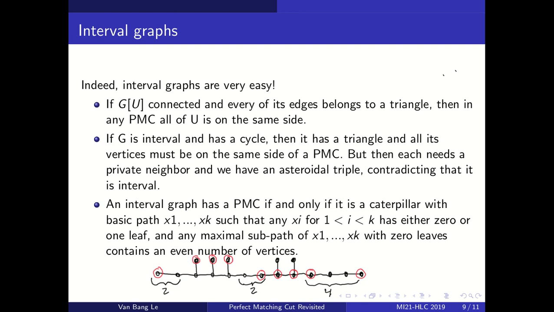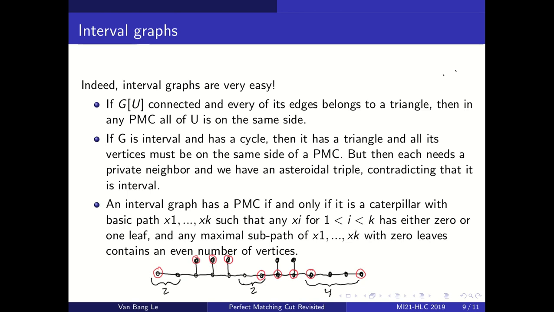Okay. So if an interval graph G has a cycle, well, then it has a triangle, and all those vertices then have to be on the same side of the cut. But then each of them will need to have a private neighbor on the other side of the cut. And that means that we would have an asteroidal triple, and this would contradict the fact that the graph is interval. So if an interval graph G has a perfect matching cut, it has to be a tree. And the only interval graphs that are trees are the caterpillars.